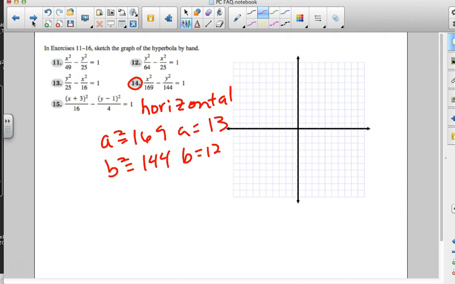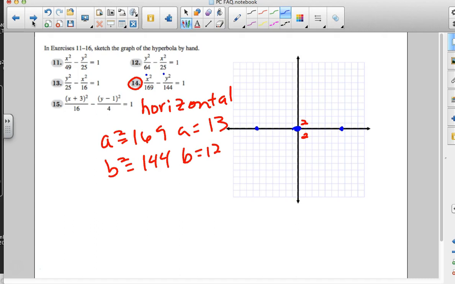I might need to go by 2's on my graph here so we can get an accurate depiction. Or is this going to be too close anyway? I'm going to go by 2's. So our center for this one is at 0, 0. We don't see a minus h minus k, so we're at 0, 0 right now. And because this is horizontal, we need to go a units right and left. So we need to go 13 units, 2, 4, 6, 8, 10, 12, 13.